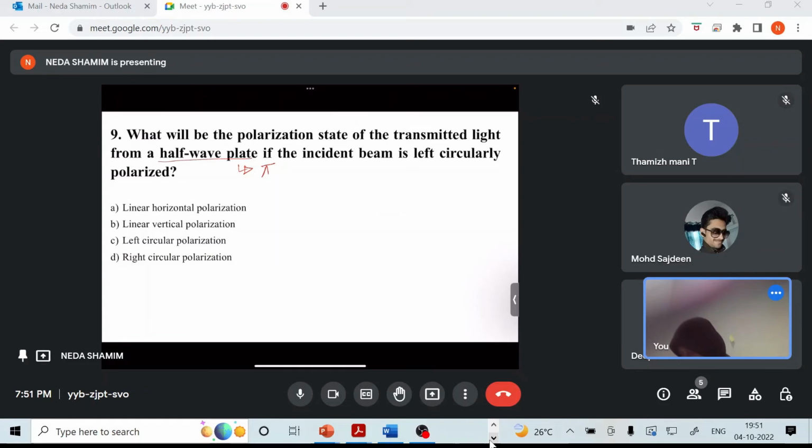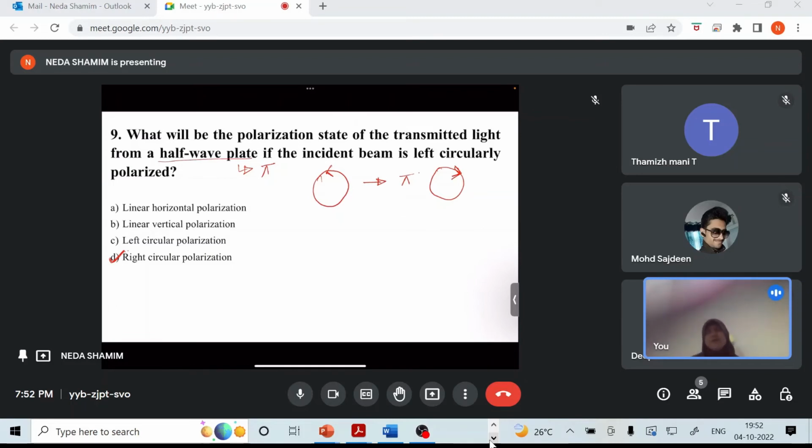Yes. It will be right circularly polarized. So what is actually happening? Just reverse it. This is left circularly polarized. Now increase the phase difference. The phase difference introduced will be pi. This will get simply reversed. So it will become right circularly polarized. This is one way of doing it.